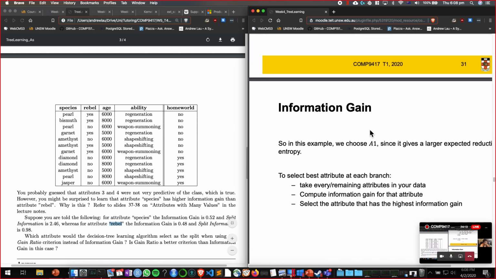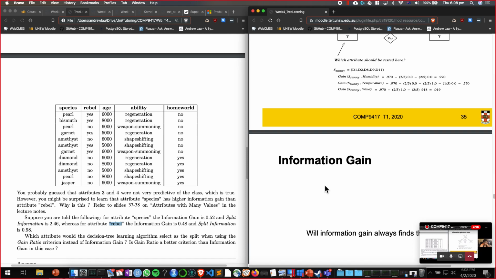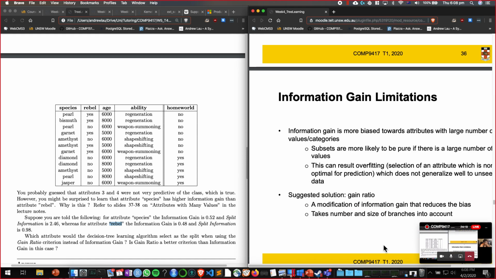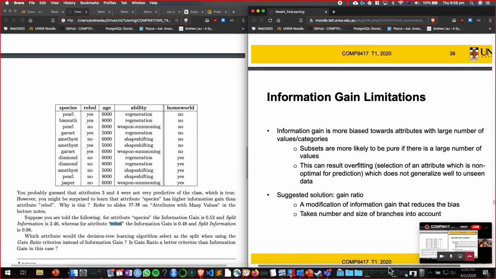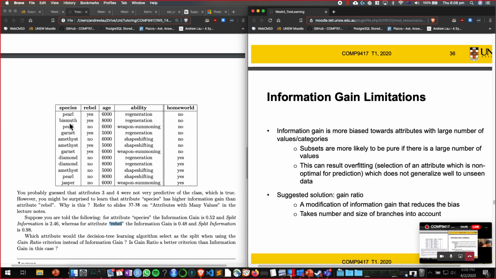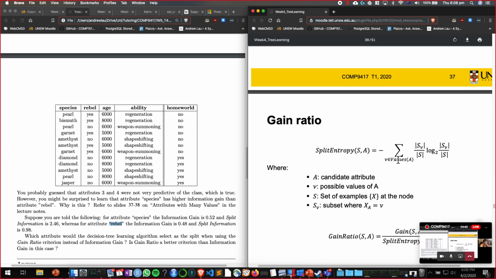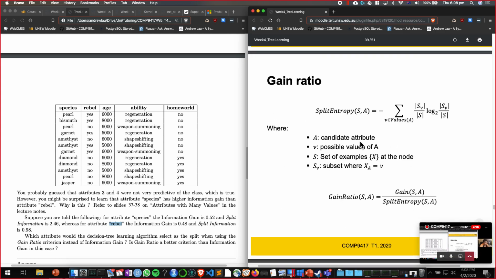But one of the things to note is that information gain is biased towards features with more levels. So we can see here, species has a whole bunch, say 5 levels, 5 different unique values, whereas rebel has 2. So it's going to be biased towards this one a bit, right? It's going to give it a bit too much information gain. And so one of the ways we allow for that is to use the gain ratio.